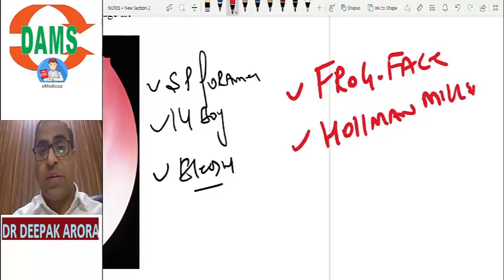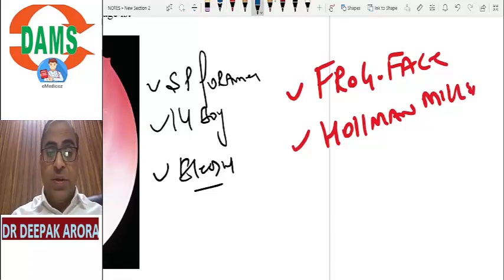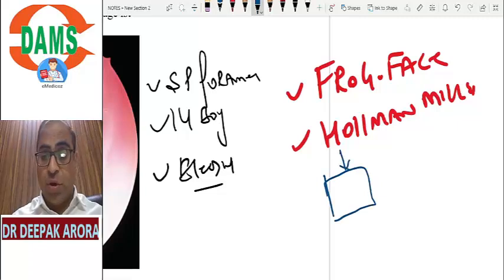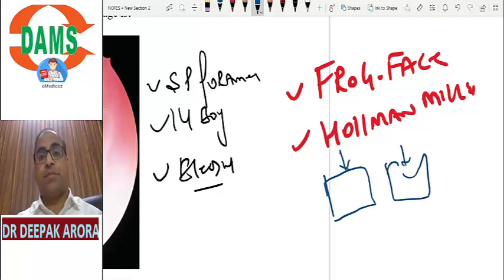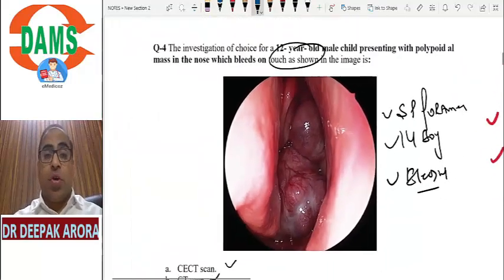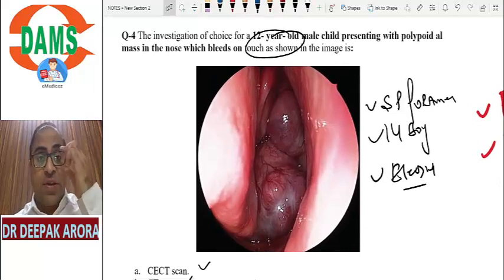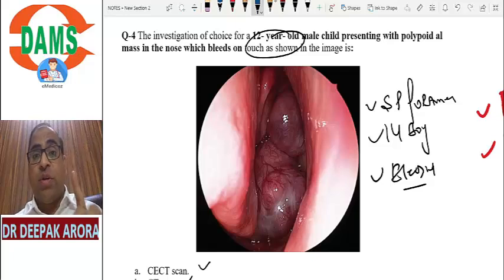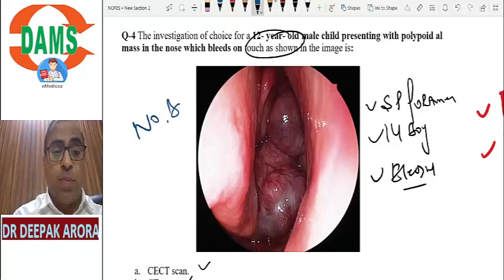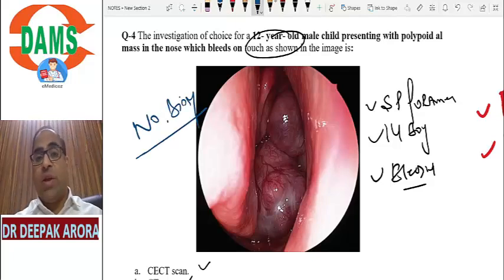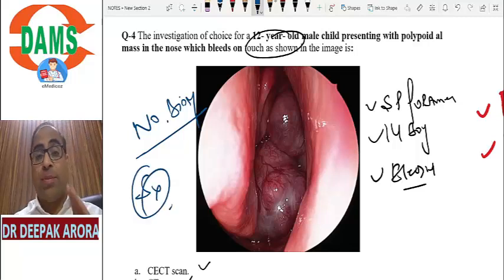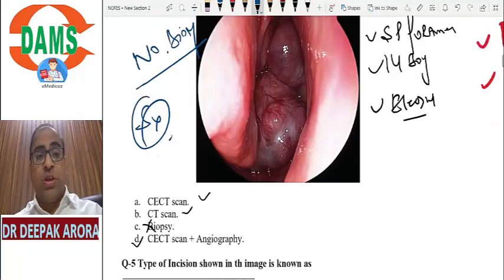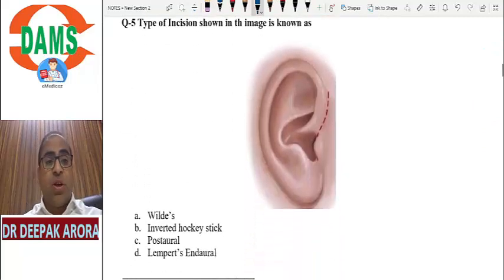What is Holman-Miller sign? There is a tumor. It pushes which wall of the maxillary sinus? It pushes the posterior wall of the maxillary sinus, so the posterior wall is bending forward. We call it Holman-Miller sign. Important point: no biopsy, never ever. It is a tumor of blood vessels, so there should be no biopsy. What is the treatment of choice? We have to remove the tumor surgically, in toto, completely. Clear? Done.